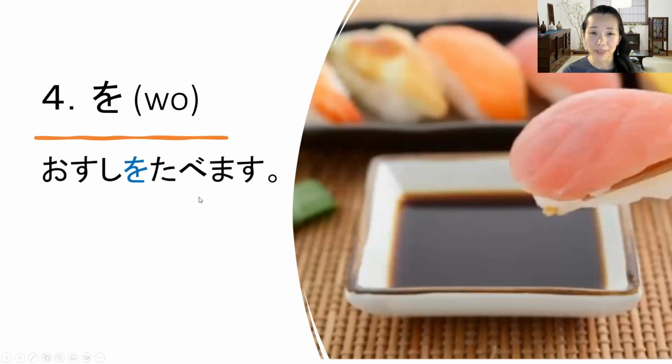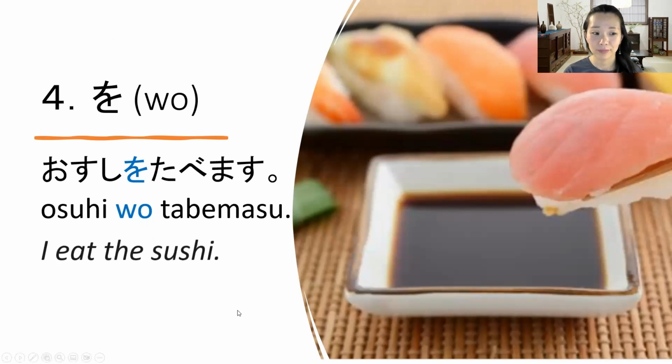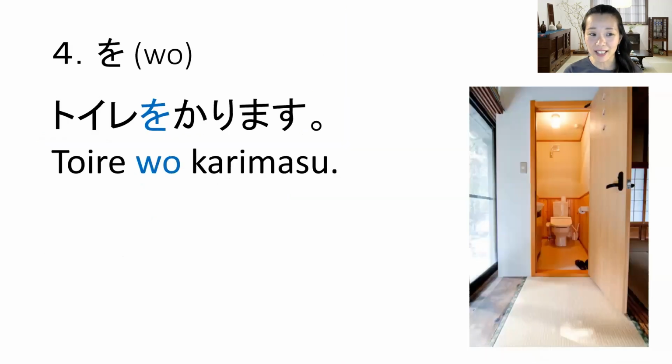お寿司を食べます。So, お寿司 part is the object, so we use the を. Repeat after me. お寿司を食べます。One more time. お寿司を食べます。So that means I eat sushi.